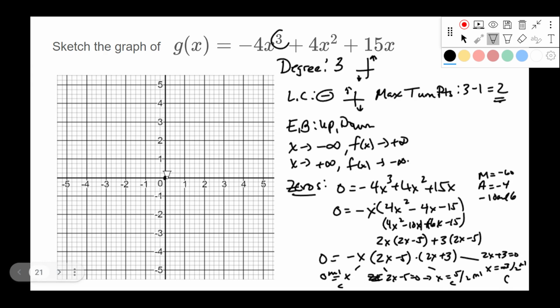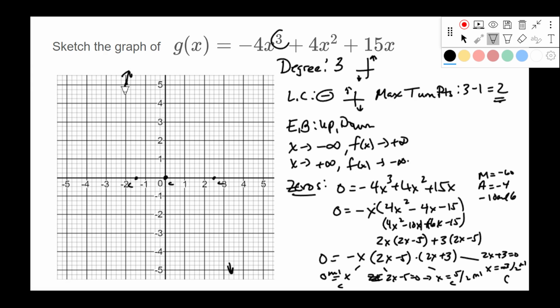Okay, so we got 0, 0 is 1 on the x-axis. We have 5 over 2, 2.5. And then negative 3 over 2, negative 1.5. So it's going to cross here, it's going to cross here, it's going to cross there. My end behavior is up, down. So it's up on the left, down on the right.